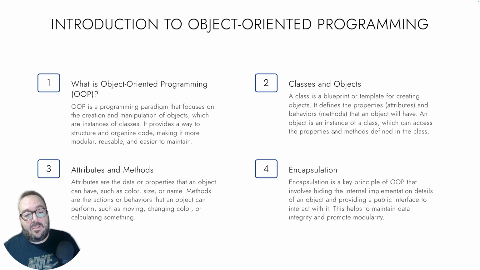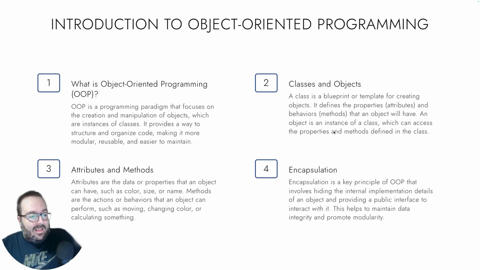Now, classes and objects. A class is a blueprint, or a template, if you wish, for creating objects. It defines the properties, which we also call attributes, and behaviors, which are the methods that we just saw a couple of minutes ago. And an object is an instance of a class, which can access the properties and methods. I know it sounds very, very complicated right now. We will see some examples. And believe me, we are going to work a lot with objects and classes, and everything will make sense eventually.